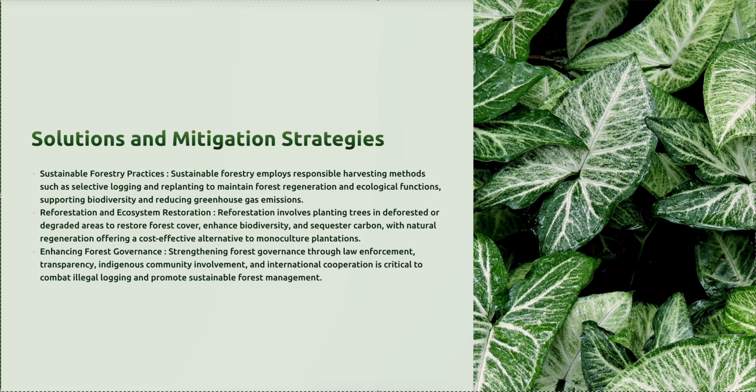Strengthening laws, improving transparency, and involving indigenous communities in forest management is essential to prevent illegal logging and promote sustainable practices.